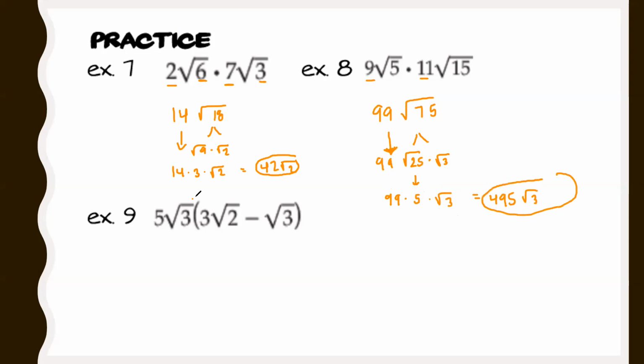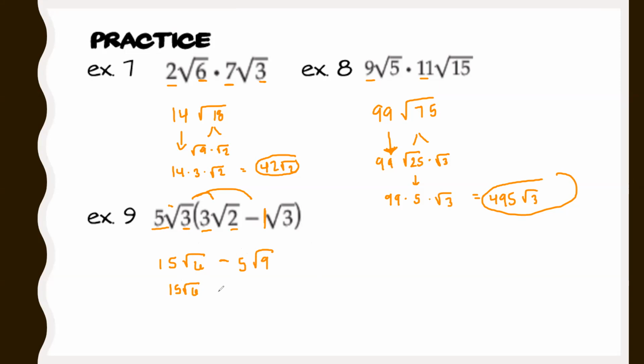And the last one we're going to do is we're distributing. So we're going to do 5 times 3 is 15. The square root of 3 times the square root of 2 is the square root of 6 minus 5 times, this is understood to be a -1, so -5. 5 times -1 is -5. The square root of 3 times the square root of 3 is 9. So I do this, 15 square root of 6.